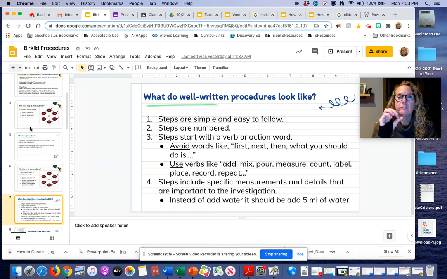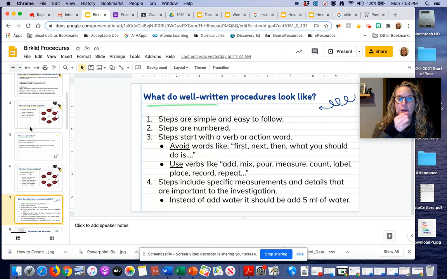And then number 3, we want to start with a verb or an action word. So we want to start with things like add, mix, pour, measure, count, label, verbs that tell the person exactly what to do. We don't use words like first, next, then, what you should do is. We avoid those, so we don't want to use those words.